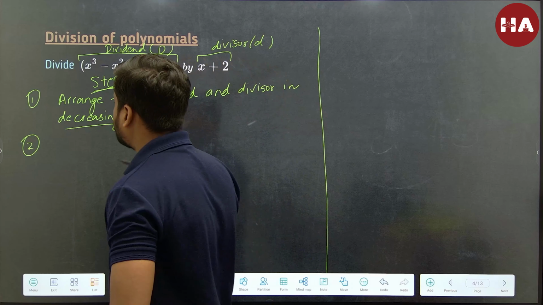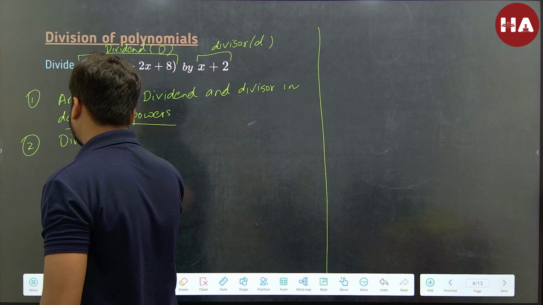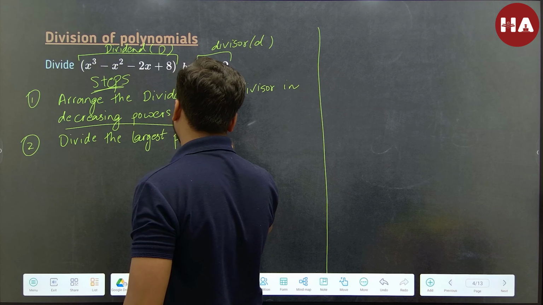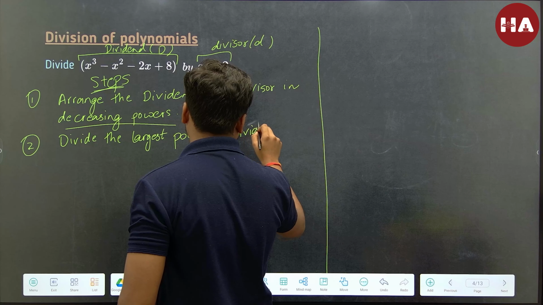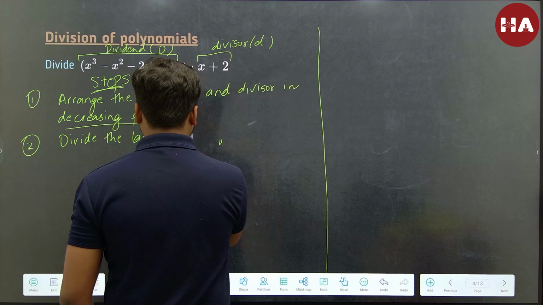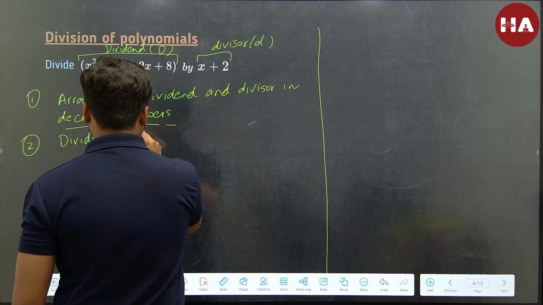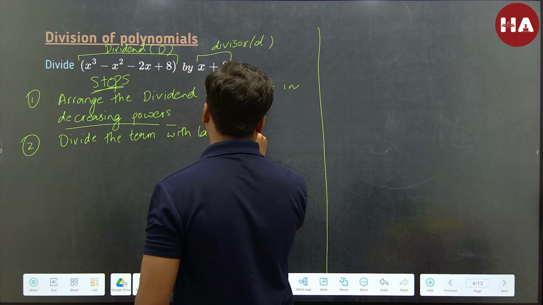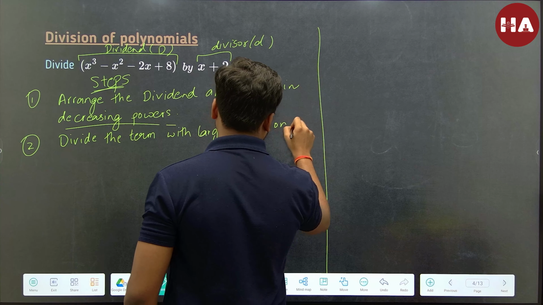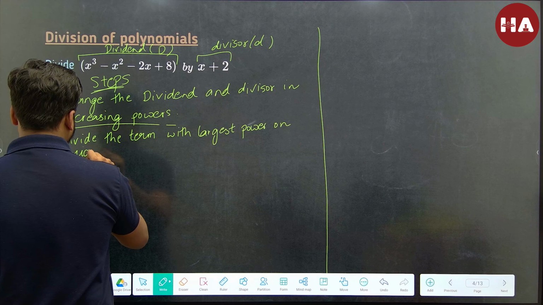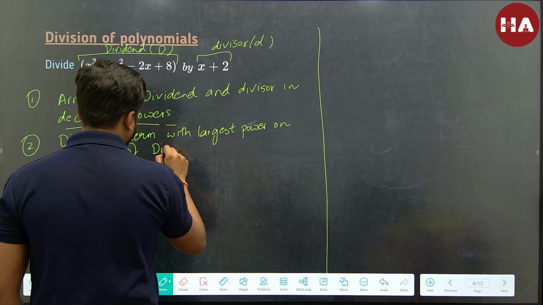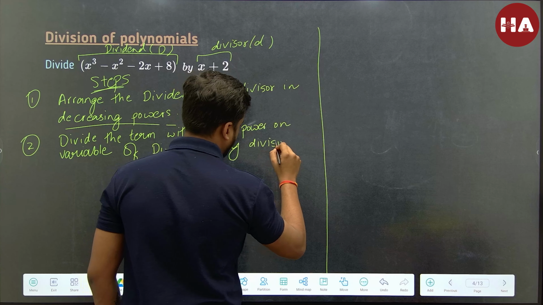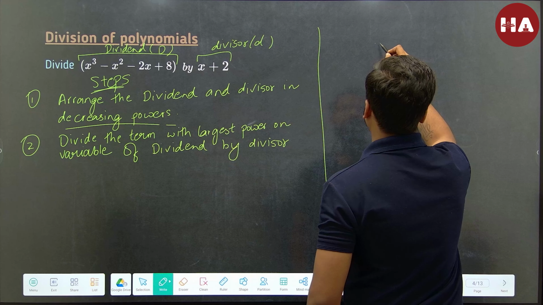All right, now the second step, this is the important one, and we'll repeat this step again and again. Step 2 is divide the largest power of dividend, sorry, let me be more clear, divide the term with the largest power of variable of dividend by divisor, right?